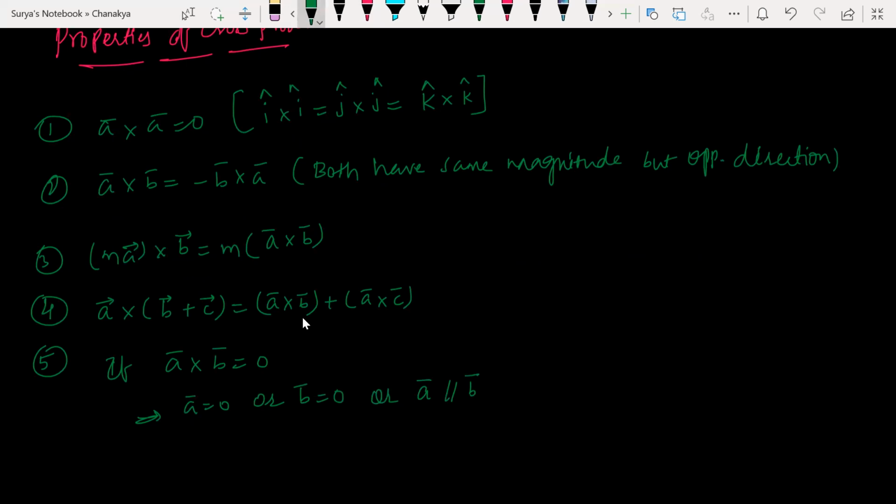Now let's go one by one. Let's look at this here. So first, let us talk about the second property here. A cross B is equal to minus B cross A. What is the reason behind that? Look at this. First, suppose I have A vector and B vector like this. So this is my A vector, and let's say that this is my B vector.